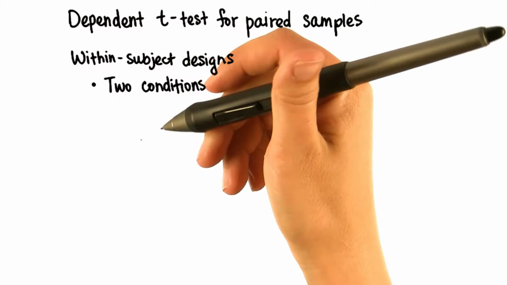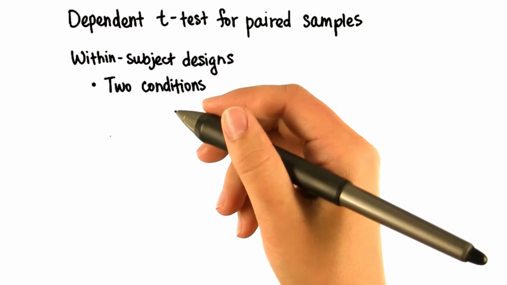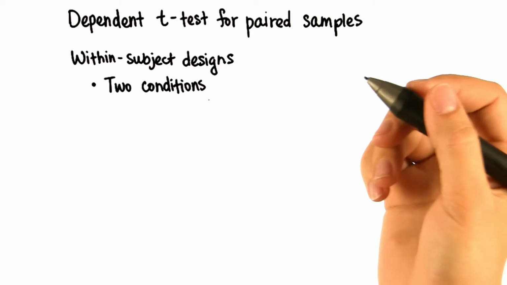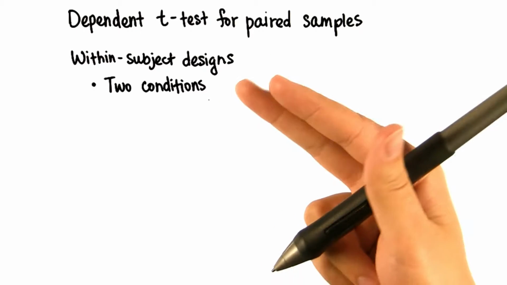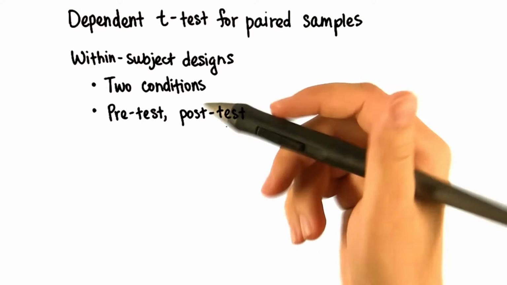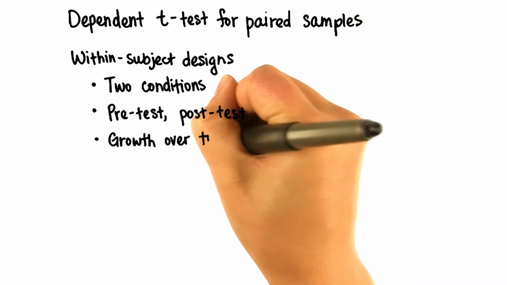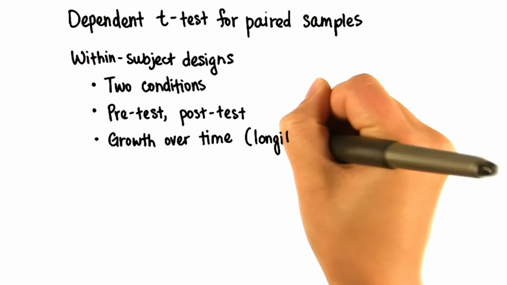One example is when each subject is assigned two conditions in random order. For example, they're in the control condition and then they get a treatment, or maybe there are two kinds of treatments that they're trying to test. Another example is if every subject is given a pre-test and then a post-test. And another example is growth over time, otherwise known as a longitudinal study.